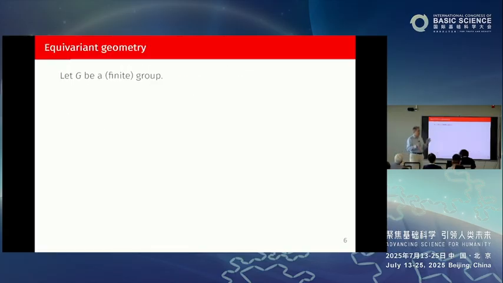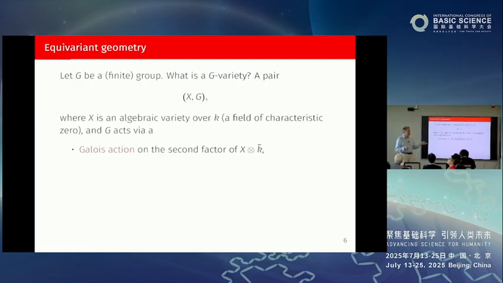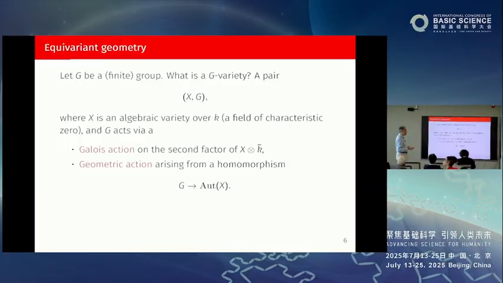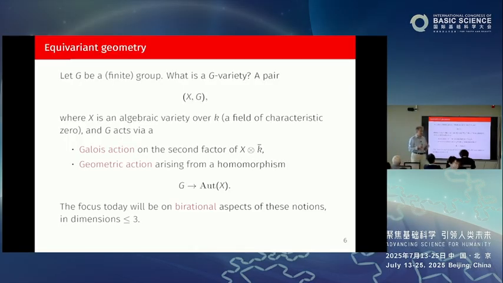Now, equivariant geometry: we have a finite group and a G-variety. It's going to be a pair, an algebraic variety over a field. We'll work in characteristic 0 and most of the time algebraically closed. But the kinds of actions that we have in mind are a Galois action, if the field is non-closed, where you act by the Galois group, or the geometric action, which will come from an embedding of your group into the automorphisms. And I'll focus on birational aspects of these notions in small dimensions.